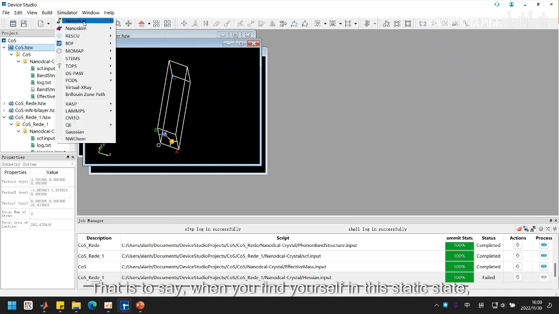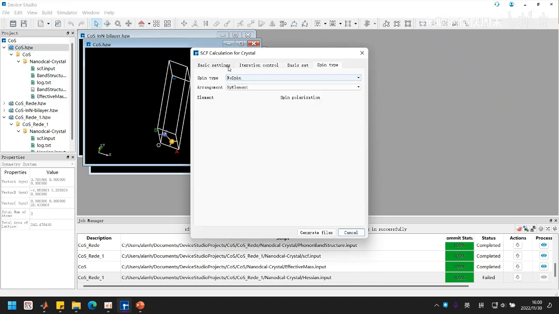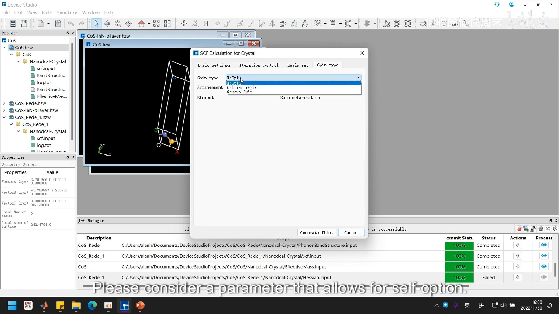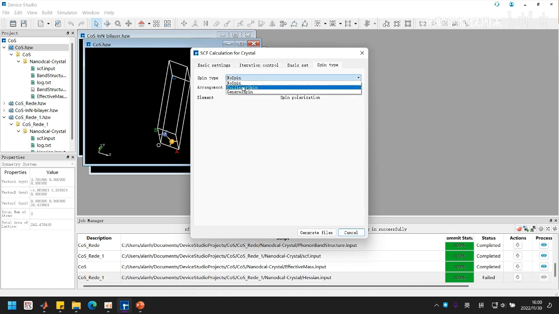That is to say, when you find yourself in this static state, you can observe this by clicking on this particular type of spin. Please consider a parameter that allows for spin option. After that, we can also see that there are three kinds of it, that is, non-magnetism, no spin, and then this spin.